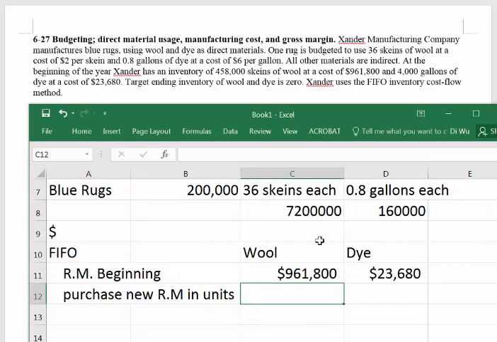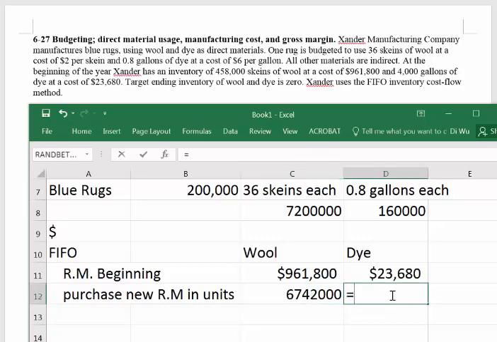So I need 7,200,000 skeins of wool. So therefore, I only need to buy the difference between 7,200,000 and the one from the beginning inventory. So the question says in the beginning we have 458,000 skeins, right? So the difference tells me I just need to buy 6,742,000.